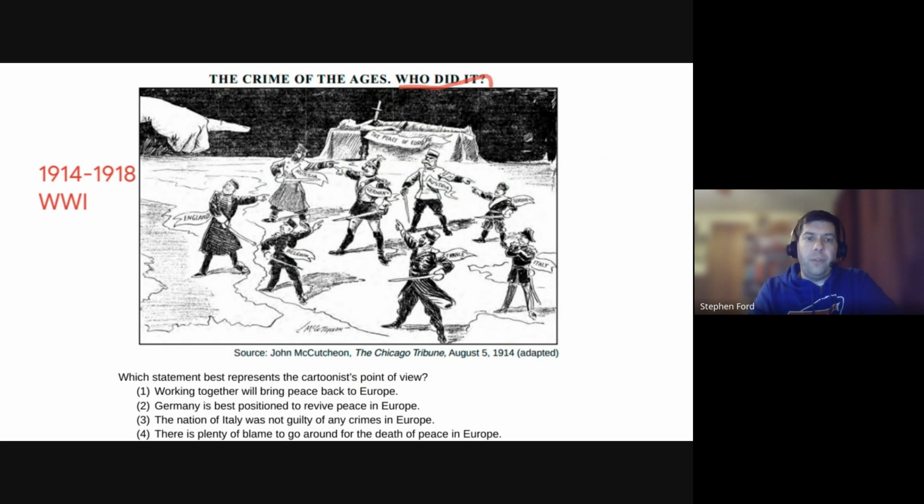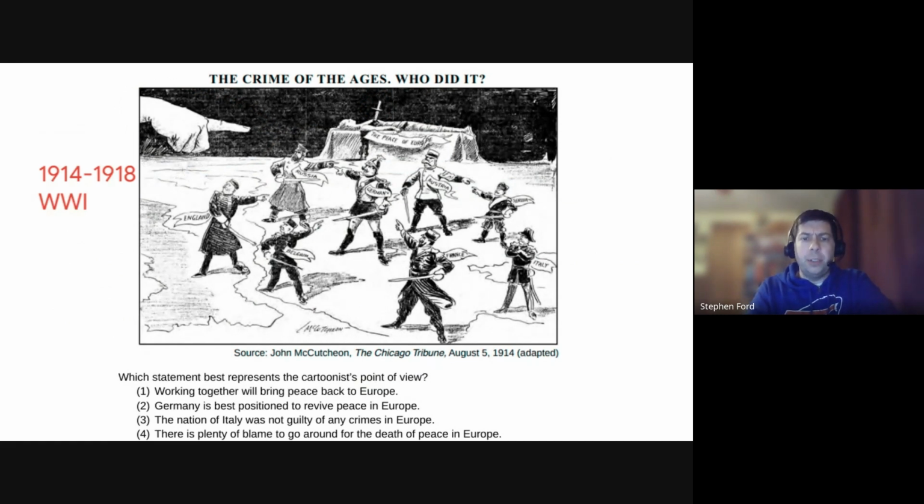Who did it? This hand here, whoever that hand is, we don't exactly know, but is pointing right at the peace of Europe, right? Who did it? Asking all these people potentially, because they're all looking at whoever this hand is. And we can see Germany and Russia pointing at each other. We can see Austria and Serbia. The Austrian Archduke was assassinated by a Serbian nationalist, right? Then everybody else is pointing at Germany.